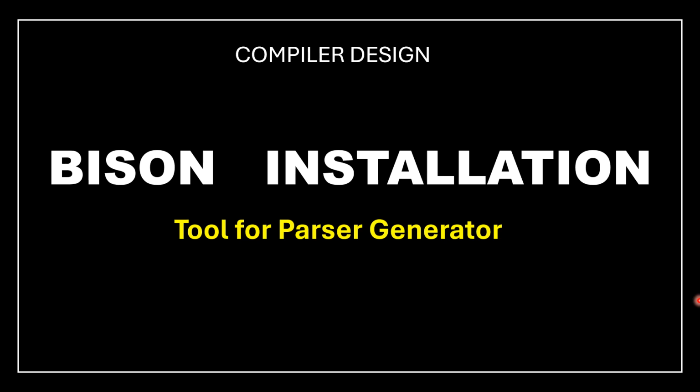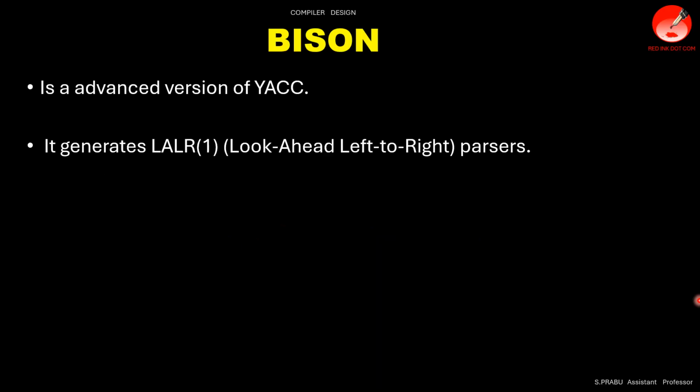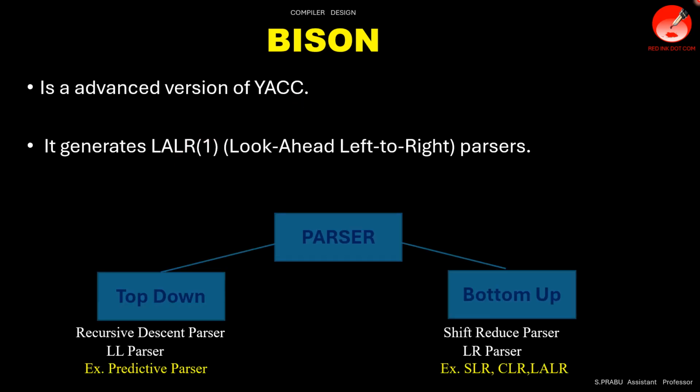BISON is a compiler construction tool used for generating parsers. It is an advanced version of Yacc. Yacc is also a parser generator. BISON generates LALR parsers. We know that parsers can be categorized into two types, top-down parsers and bottom-up parsers. BISON is used to generate LALR parsers.